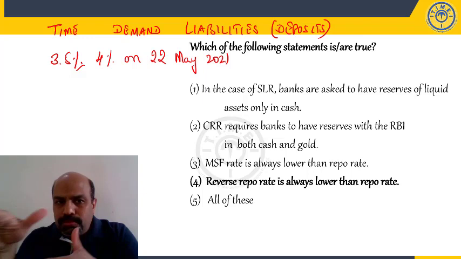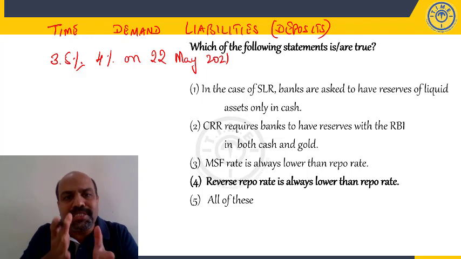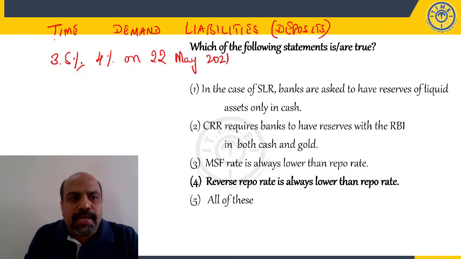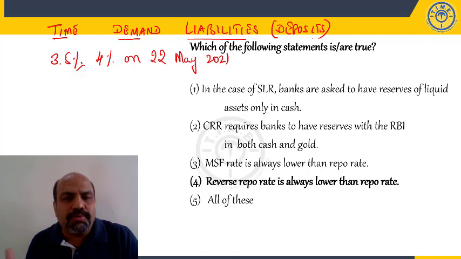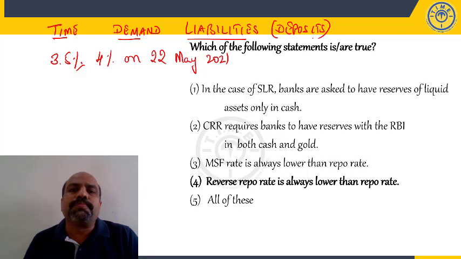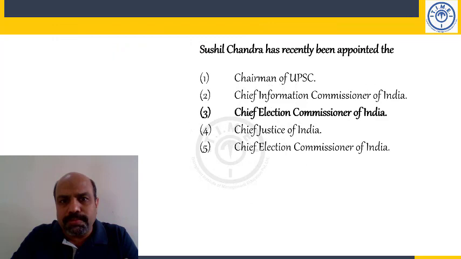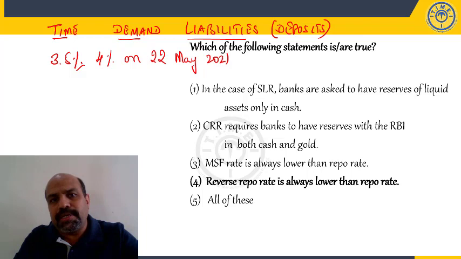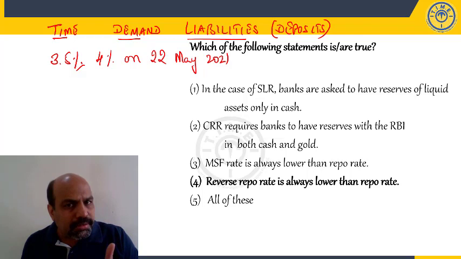Now let me tell you what the definition means. Let's dissect the definition. You see this: time, demand, liabilities, which we also call deposits. So what do all these things mean? See, when you go to a bank, you put money into a bank. Let's say you have some cash you want to deposit in your account. You fill in the required details in the form and put that across the counter. The person puts it into your account.